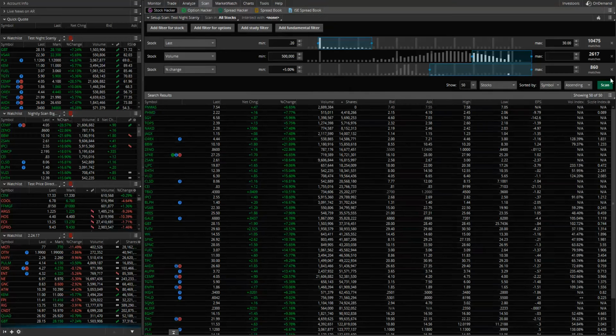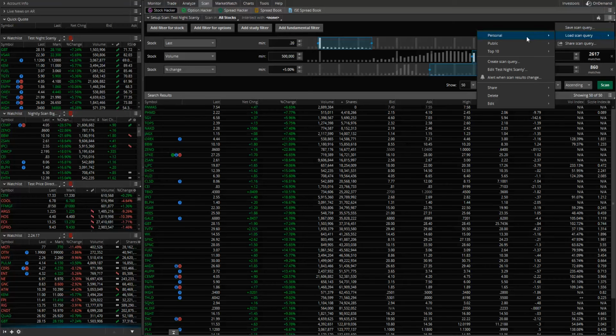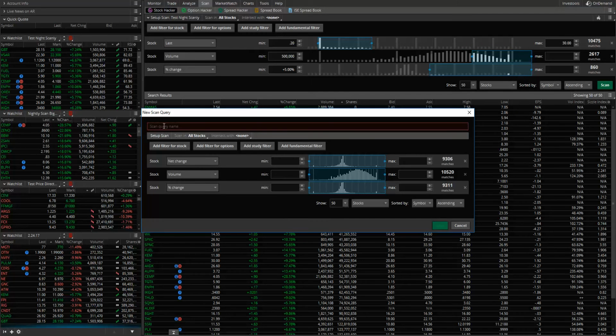So you go back to scan, okay, and then you click on this thing. You go to load. You go to create scan query. And you're going to call it test price direction downward. Okay, same thing. So I'm going to go to last. Okay, I'm going to go to last. And, same price.